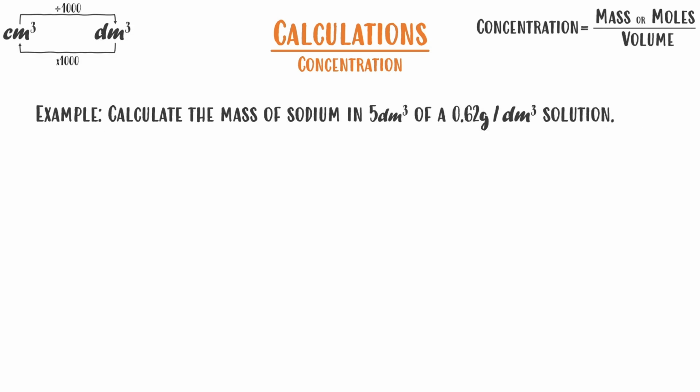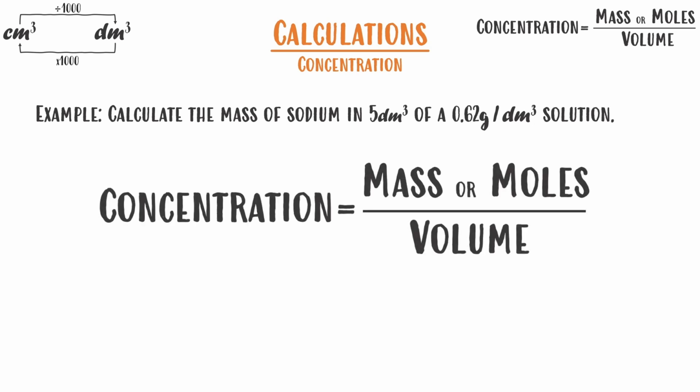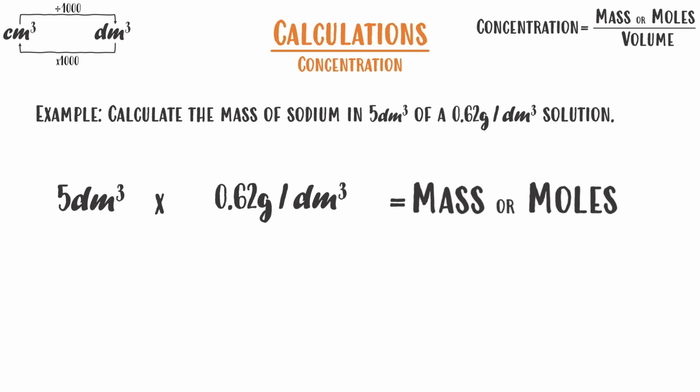Calculate the mass of sodium in 5 decimeter cubed of a 0.62 grams per decimeter cubed solution. Here's the original formula. We want to calculate the mass, so we'll do volume times concentration. Substitute the values in. So I've got 5 decimeter cubed multiplied by 0.62 grams per decimeter cubed, giving us 3.1 grams.